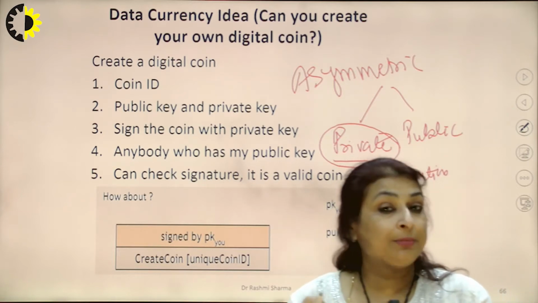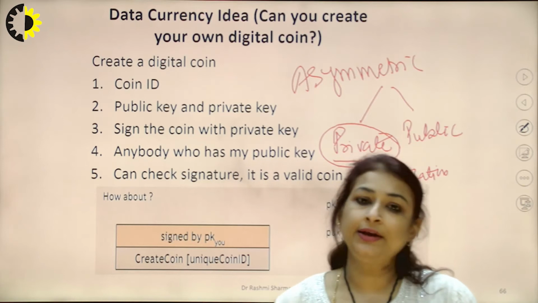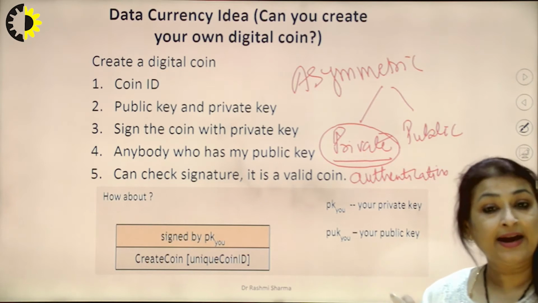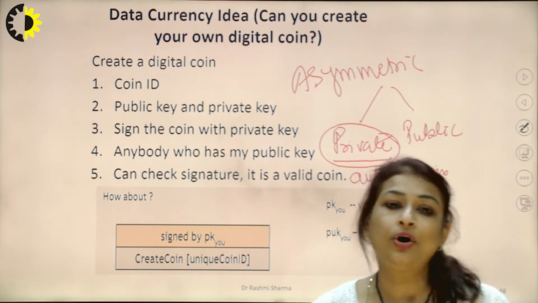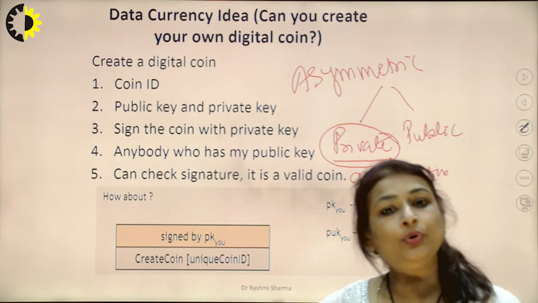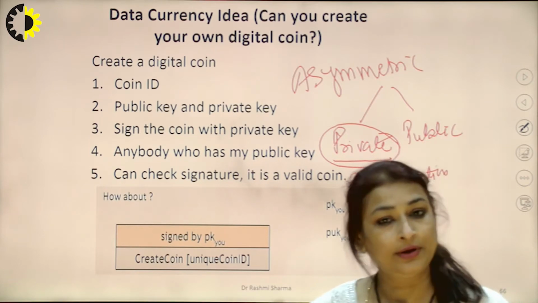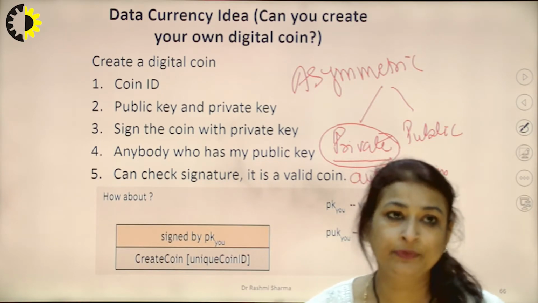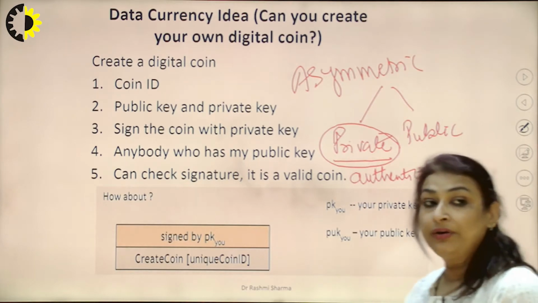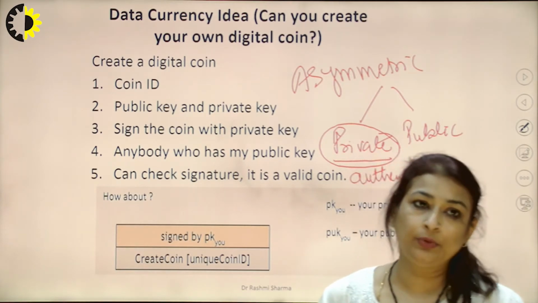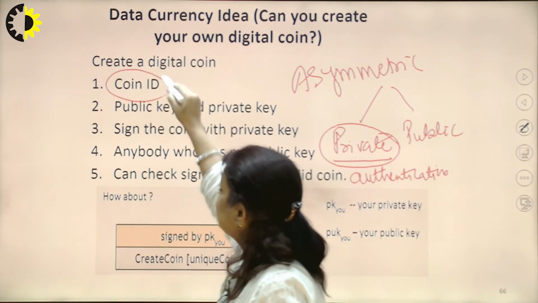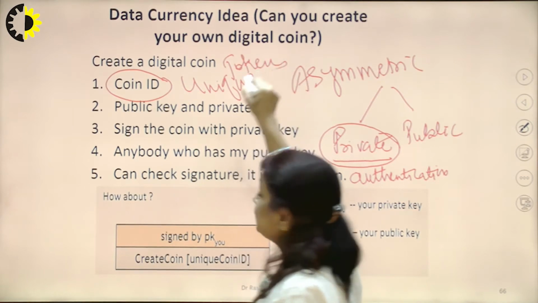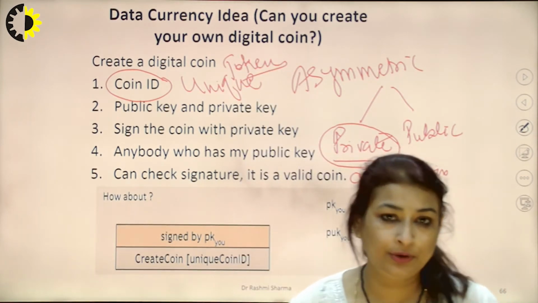That is similar to your mail ID, which is known by each and every person. And the private key acts as the digital signature for authentication, showing that you are the only user who is sending this information or generating this digital token or coin. So for generating the digital coin, we should have one unique ID for that coin. This is the coin ID, which is unique for each and every coin or token we generate to initiate a transaction.